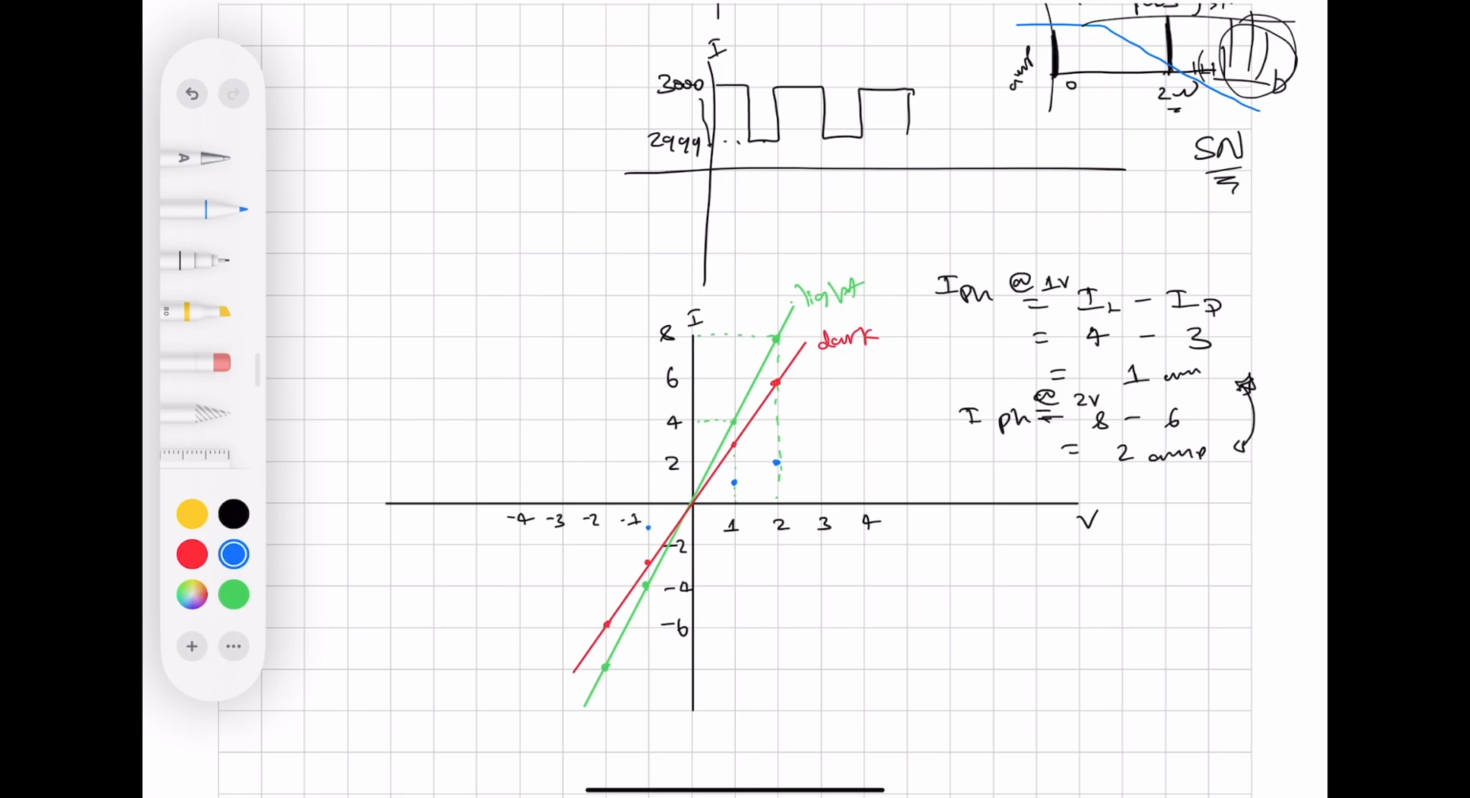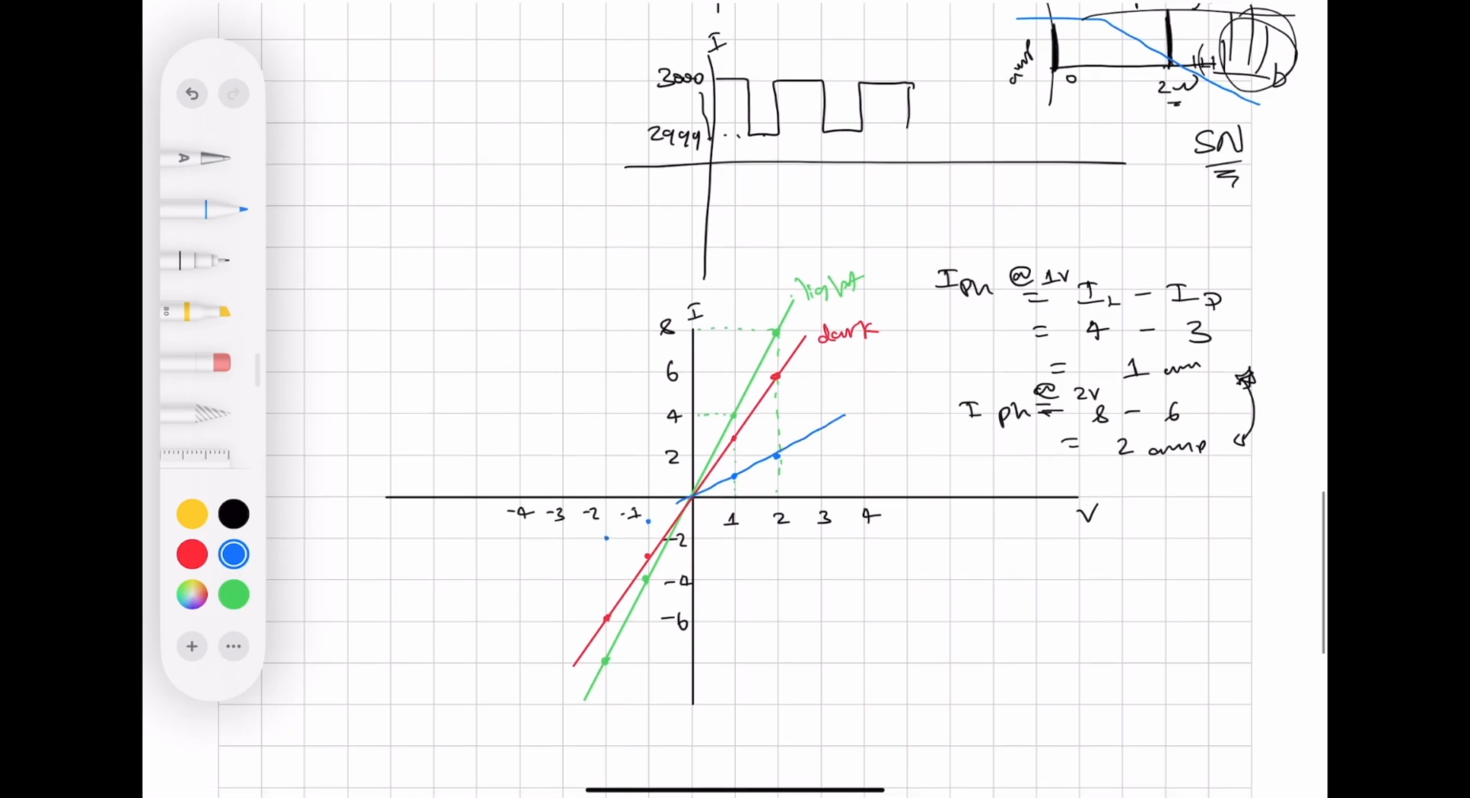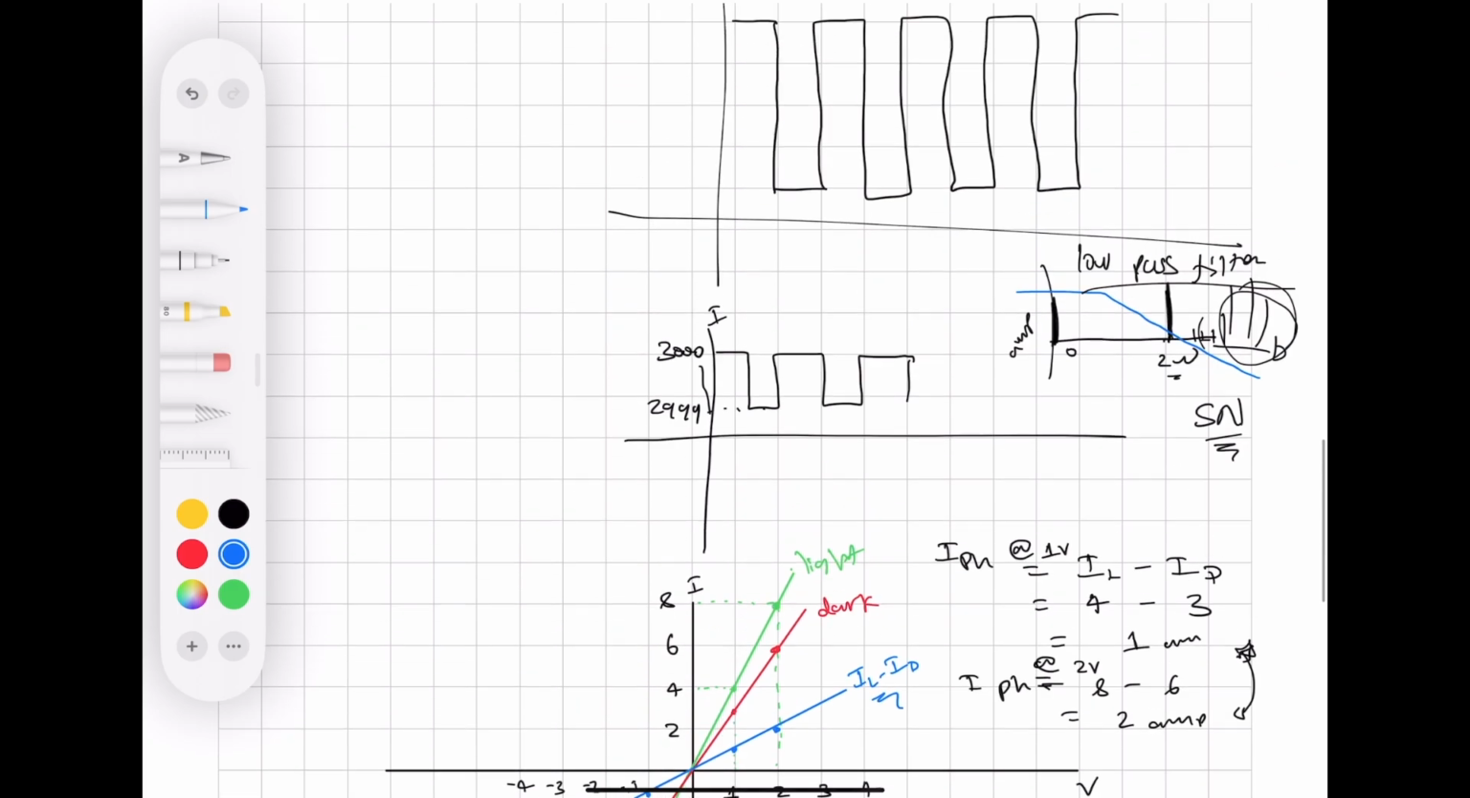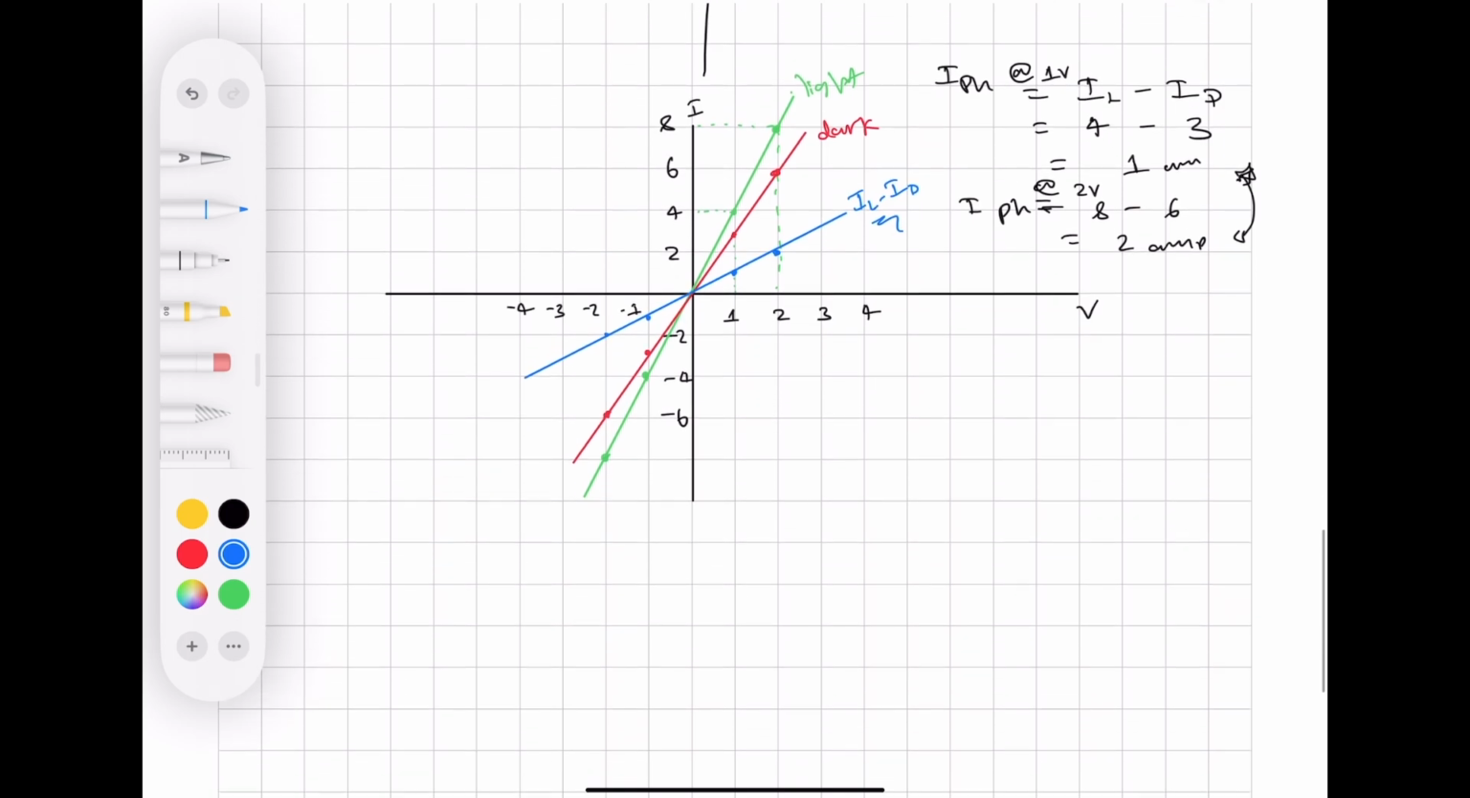Similarly for the negative side. And that would be our IV characteristic right there. This is I light minus I dark. It's very simple. So that is how you get the photocurrent of a piece of silicon using a lock-in amplifier.